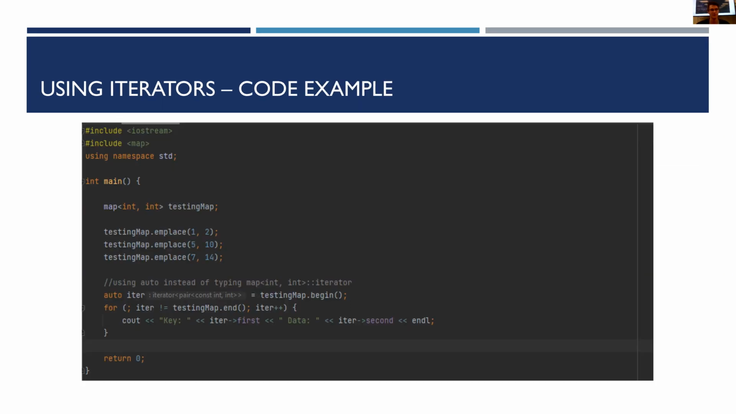So yeah, here's the data. If you look at this code, I have the iterator and I just have it going through this map that I made. You can see there are the keys, which are the 1, the 5, and the 7, and there's the 2, the 10, and the 14, which are the data types.